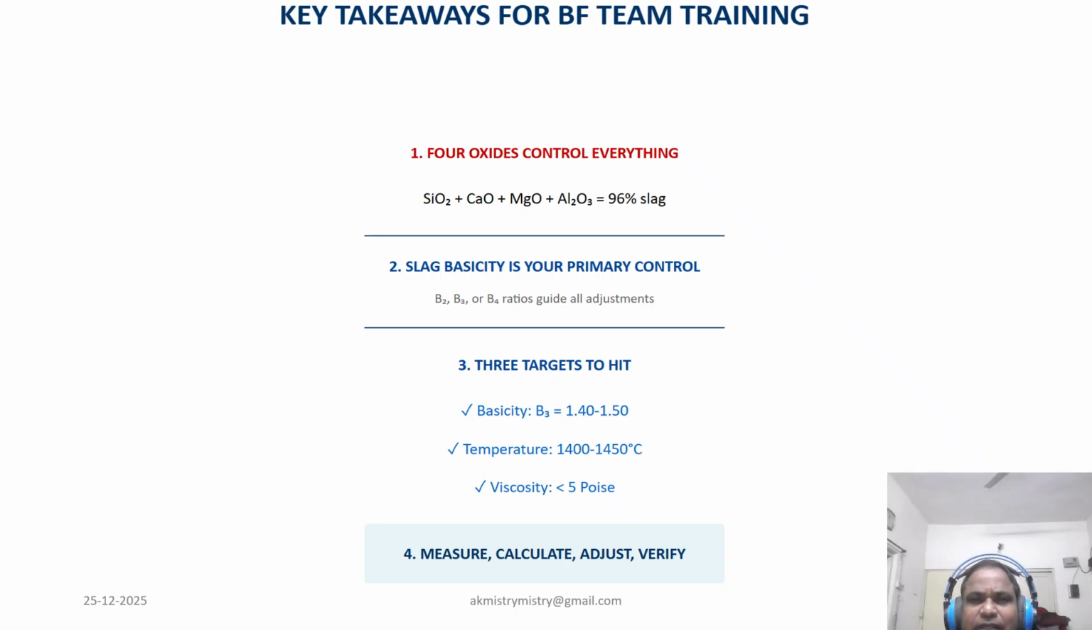As far as the final takeaway is concerned, we must remember the four oxides control everything. Hit these three targets: basicity, temperature, and viscosity. That is basicity, temperature, and viscosity, and this will be our secret of success for the best operational result from the blast furnace. We must measure, calculate, adjust, and verify all the results we have been talking about so long, and that is how we can master our slag and ensure successful castings and better handling of evacuation issues.